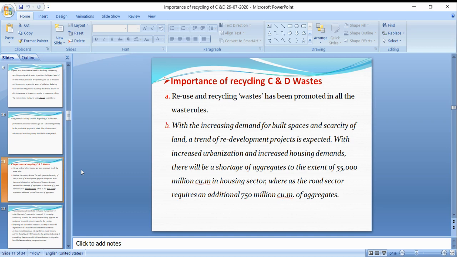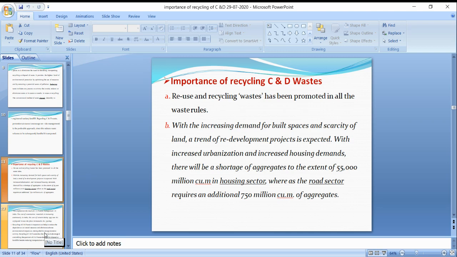In the C&D process we have seen some of the rules. In those we use, first, prevention and minimizing, then reduce, recycling and reuse, and then recovery and final disposal. These are the things we have seen in the rules. Those rules are framed for how to prevent and minimize C&D waste.